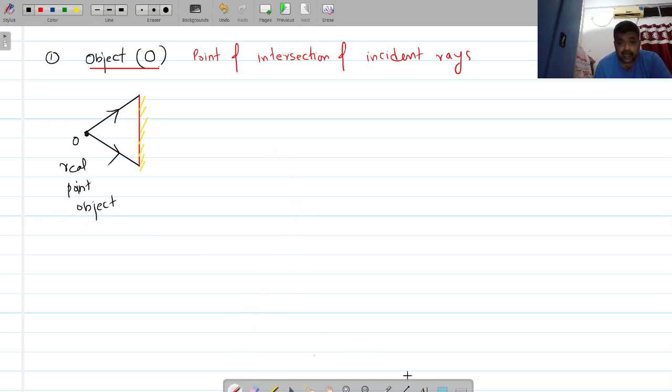Okay. Another case, suppose we have this mirror. And this is the polished surface. Now, the incident ray, suppose it is coming like this.